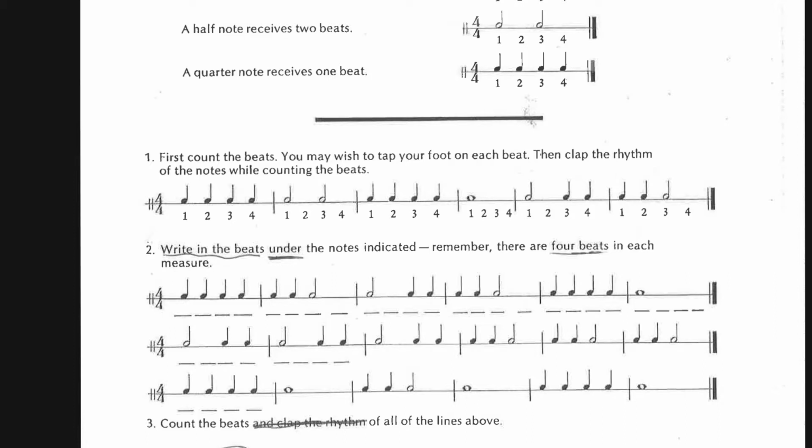So for example, if the tempo were like this, one, two, three, four, then what would happen, and I don't know if you'll be able to hear me clapping with my mic on here, but it'd be like this. One, two, three, four. One, two, three, four. One, two, three, four. So that would be number one.